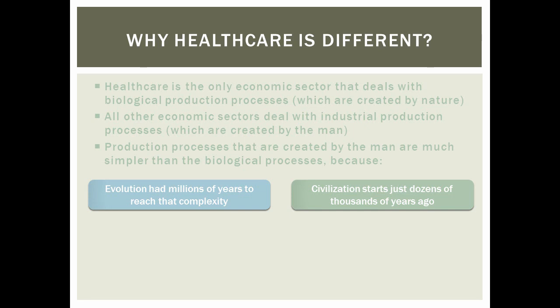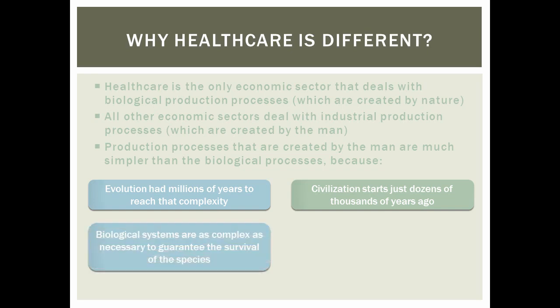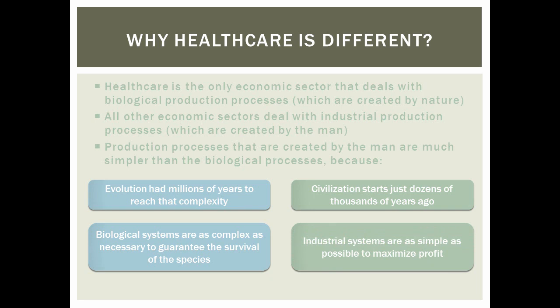No, that will not happen, because the function of biological processes is different from the function of industrial processes. Because for biological systems, the goal is to guarantee the survival and reproduction of the species. In order to accomplish this goal, they are as complex as necessary. On the other hand, industrial systems are as simple as possible, because their function is to maximize profit.